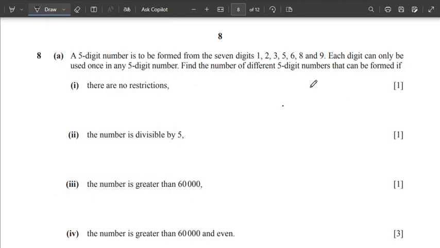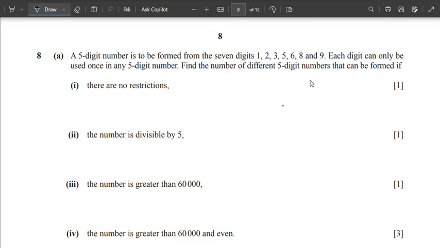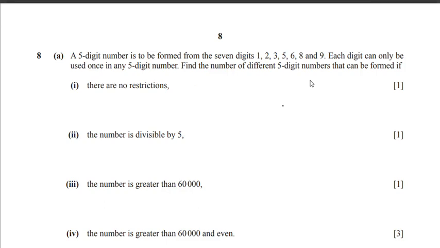So alright, let's start. A 5-digit number is to be formed from the 7 digits 1, 2, 3, 5, 6, 8, 9. Each digit can only be used once in any 5-digit number. Find the number of 5-digit numbers that can be formed if there are no restrictions. This one is related to numbers, so according to my notes, straight away you have to think permutation.